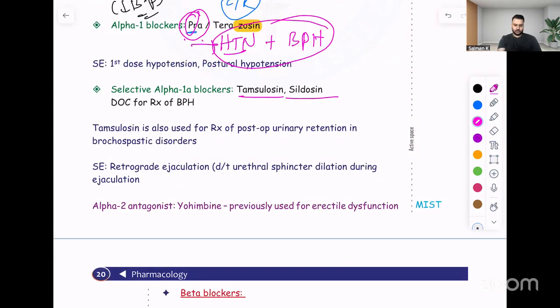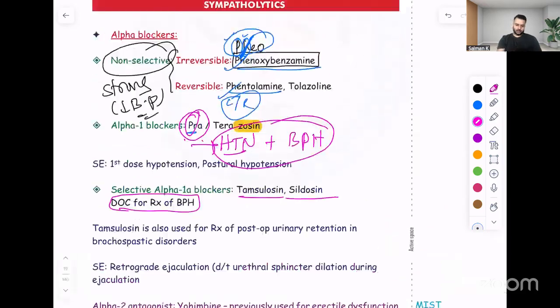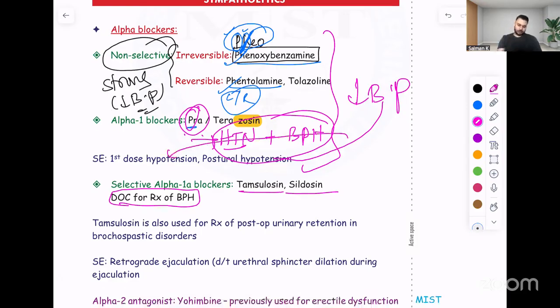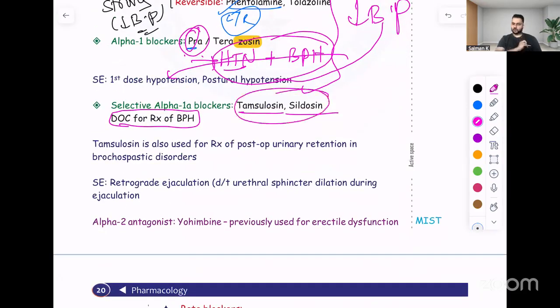These drugs are used only for BPH. Now, point to be noted, my friends. The drugs above, they reduce BP. Hence, they can cause a side effect called hypotension. But these drugs do not work on blood pressure. They are only working on the prostate. So they don't cause the side effect that is hypotension. Okay, hopefully it is clear.